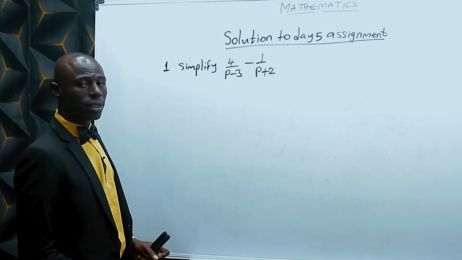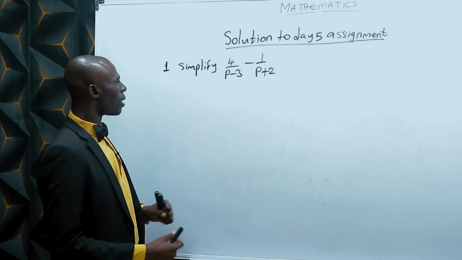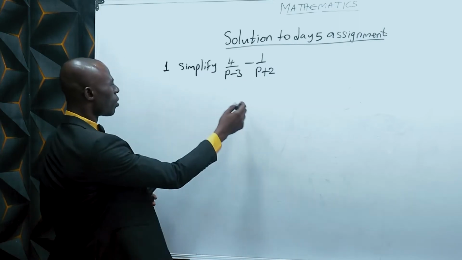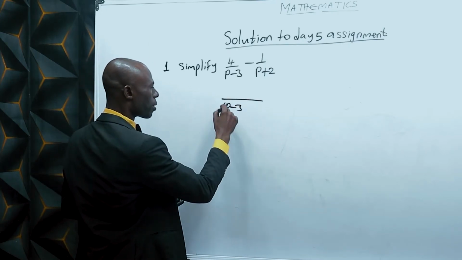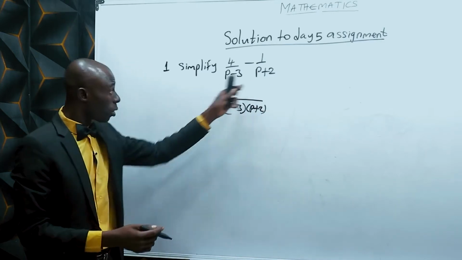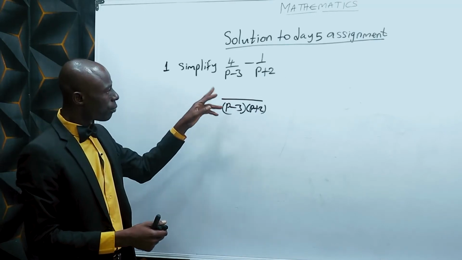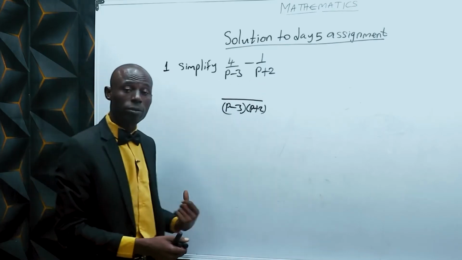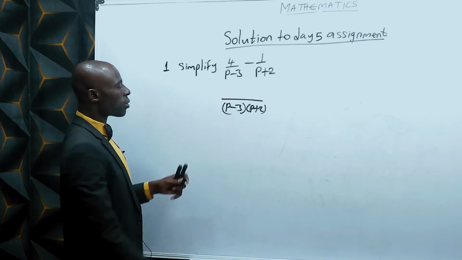In the assignment, this is question 1. Simplify 4 over p minus 3 minus 1 over p plus 2. The LCM of the denominators here is p minus 3 into p plus 2. LCM of something like this is the product of the two of them. At times, if they are elements of difference of two squares, it may not be the product of the two; it may be just one of them that represents the LCM. But in this case, the product of these two is the LCM.